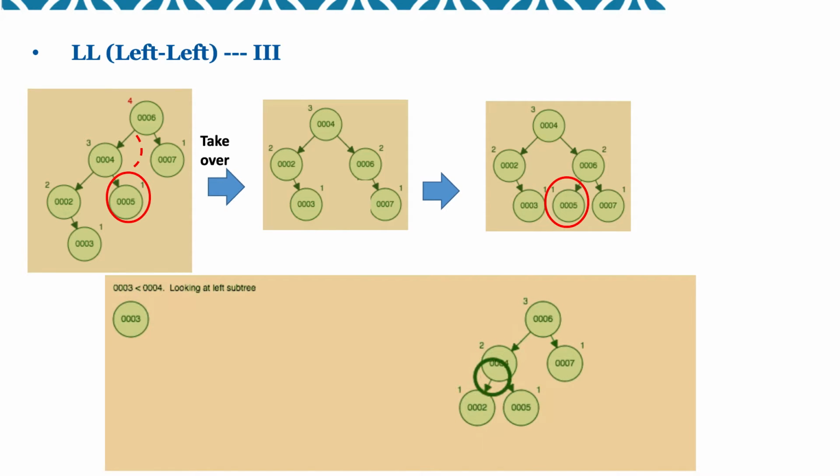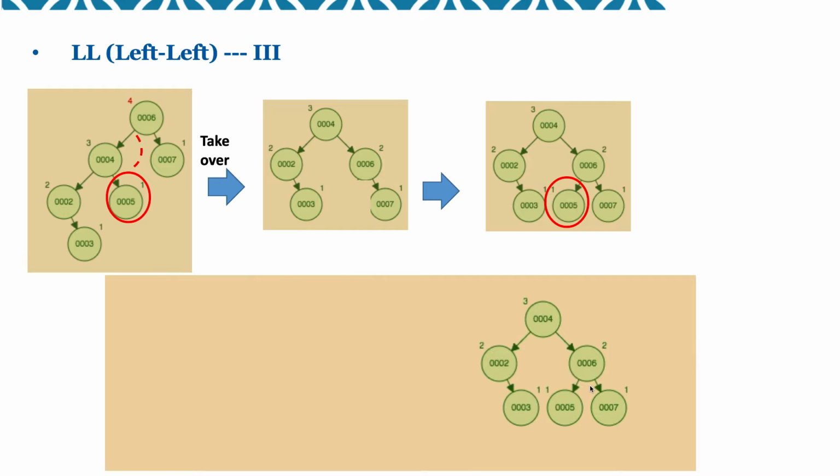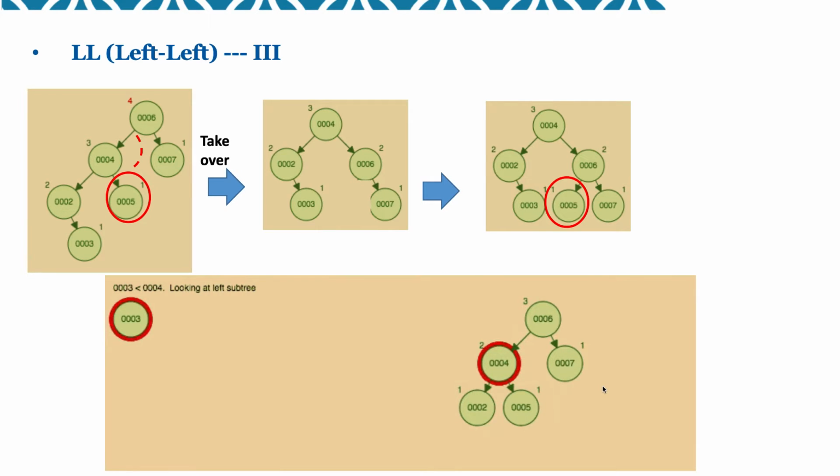Also, we have a look at the GIF image here. If we want to insert a number 3 node, we'll find the correct position, update the height along its trajectory recursively, and then change the balance factors. It's quite simple, quite easy to understand, right?